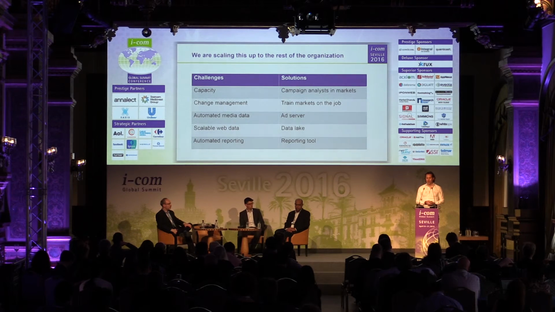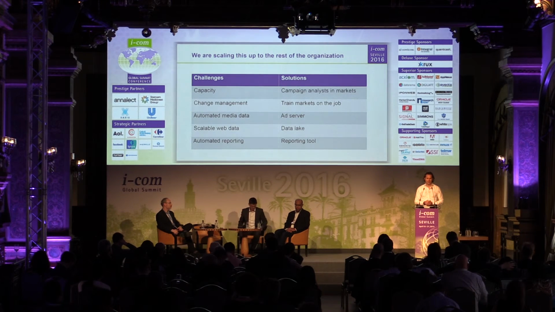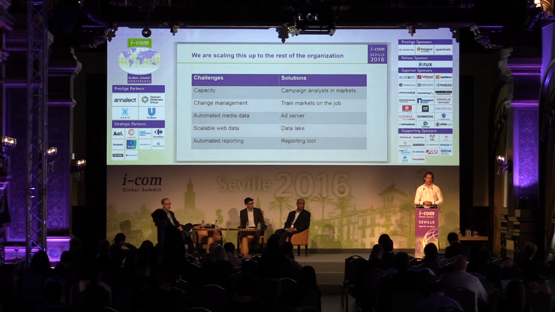We want to automate the media data, because at the moment we are receiving manual files with data from media agencies. We need to do a lot of data validation and cleansing. So we're now setting up a global ad server, which will be used by all of the media agencies globally, and then we can get the data in an automated way. Also, we need to scale our web data, the clickstream data, if we want to do this for many campaigns at the same time. So therefore, we're setting up a data lake with Hadoop to have all this data accessible.